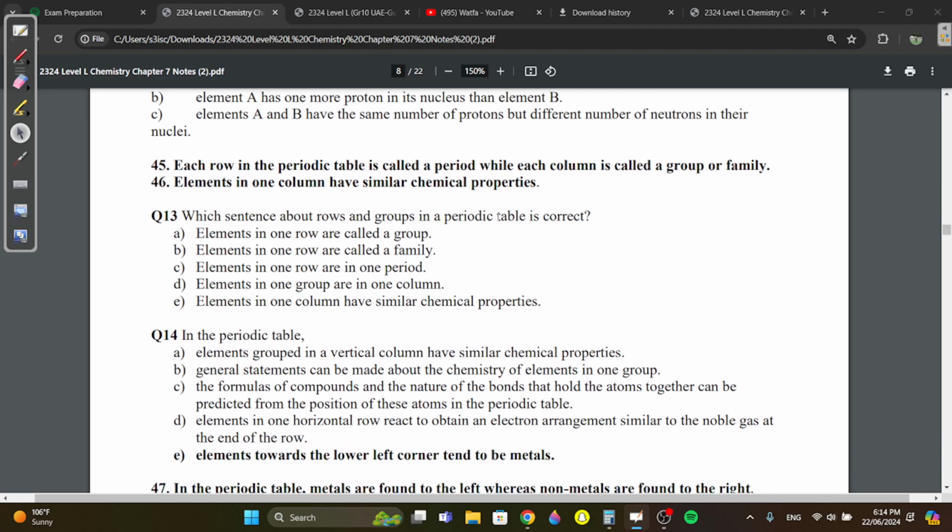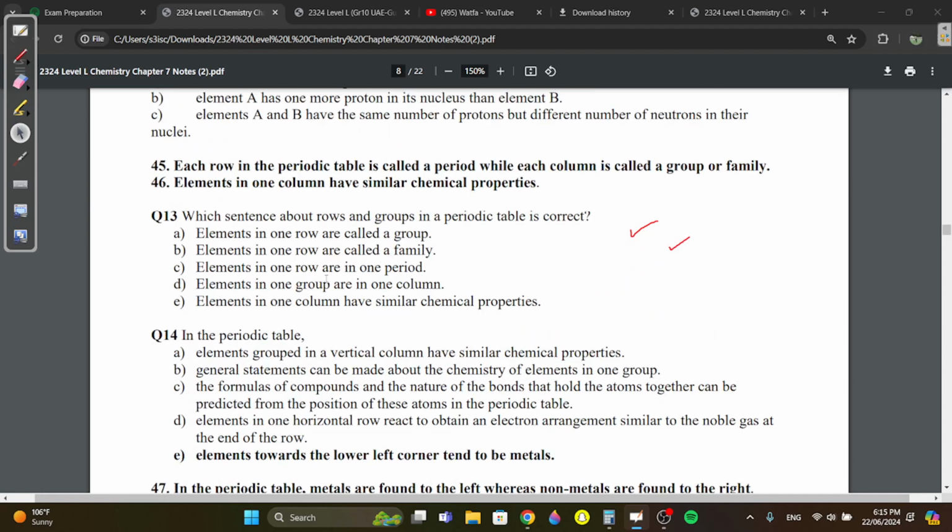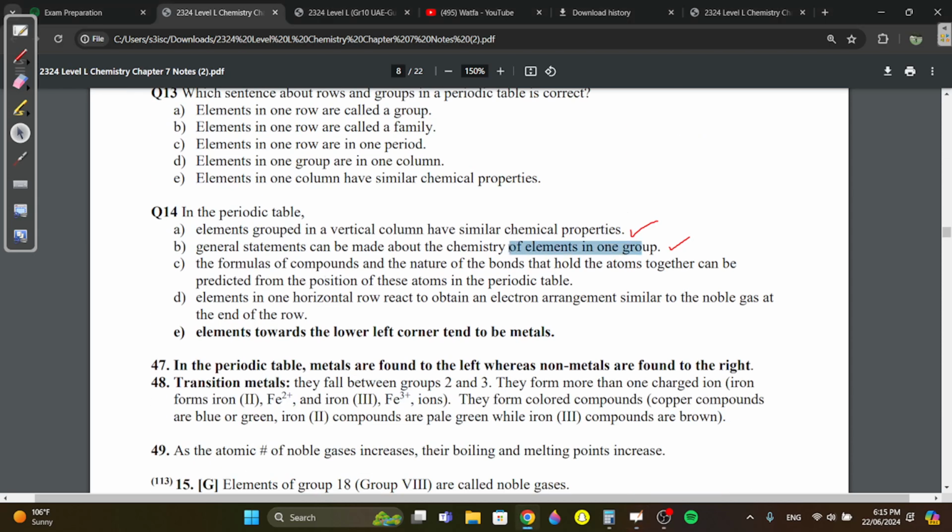Which sentence about rows and groups is correct in a periodic table? Elements in one row are called a group. Definitely not. Elements in one row are called a family. No. Elements in one row are called a period. Yeah. Elements in one group are a column. Yes. Elements in one column have similar chemical properties. Yes. In the periodic table, elements grouped in a vertical column have similar chemical properties. Yes. General statements can be made about the chemistry of elements in one group. Yes. General or specific? I think that's correct. I think general means you can generalize things about them.